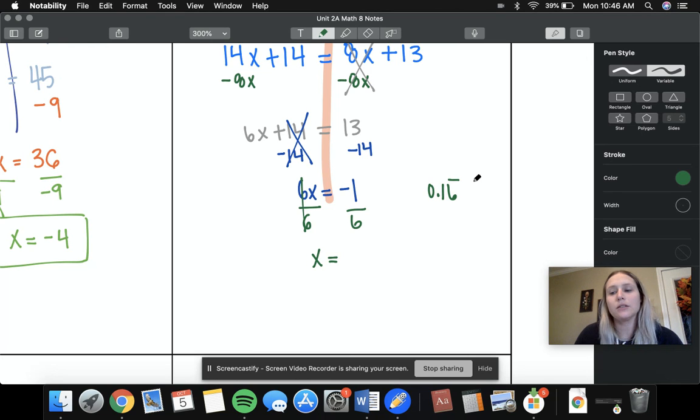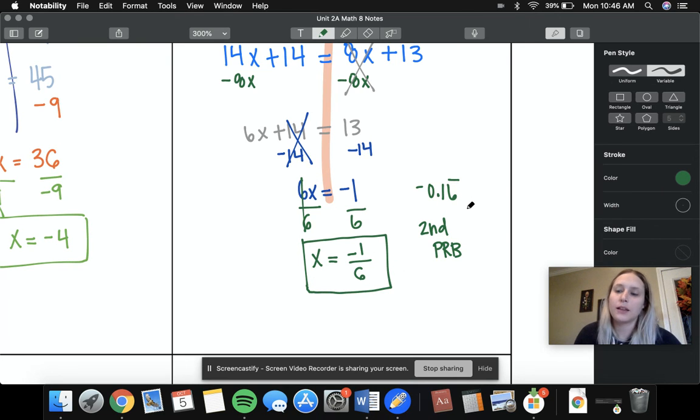Now again, guys, decimals are fine, but we need to be more comfortable with fractions. So if you have this, I guess I should put a negative in front of it. Okay, if you have this, this is not wrong, but we're going to write it as a fraction instead. So if you hit second on your calculator and then PRB, you should get negative 1/6. Okay, and to me, this just looks prettier than that.